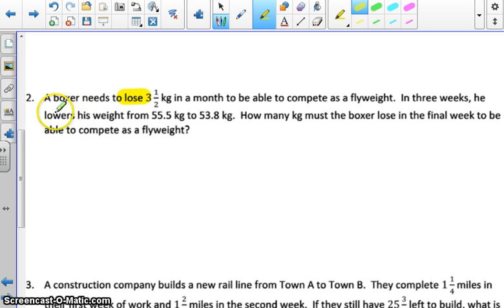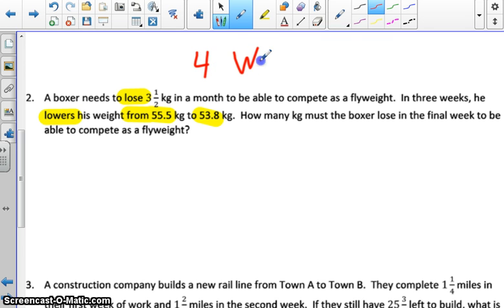In 3 weeks, he lowers his weight, so lowers from 55.5 to 53.8. How many kilograms must the boxer lose in the final week to be able to compete as a flyweight? So how many weeks are we talking about here? Well, let's go back up here. He needs to lose in a month. So at the month, they do their weigh-in or whatever, and that's going to be 4 weeks.